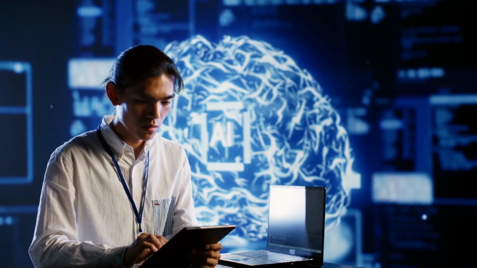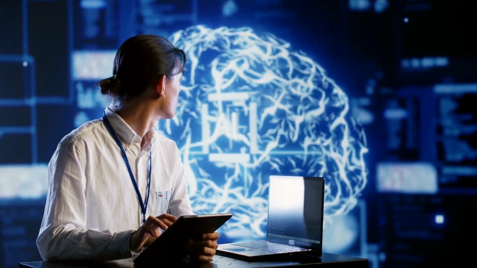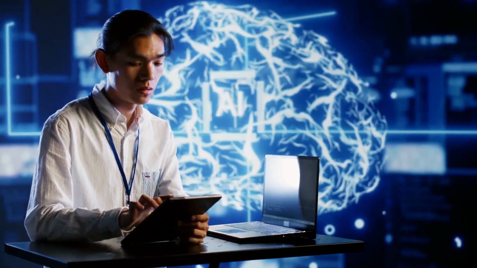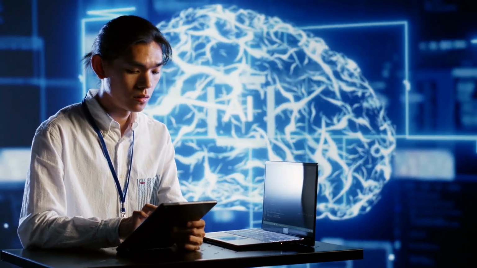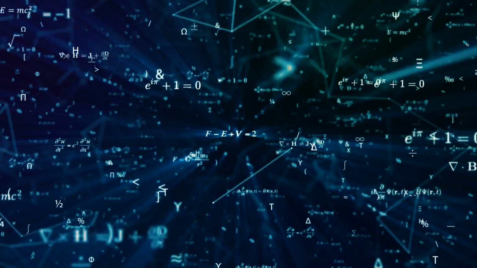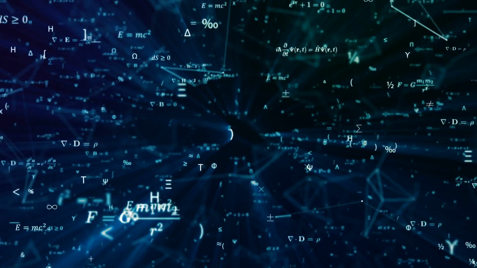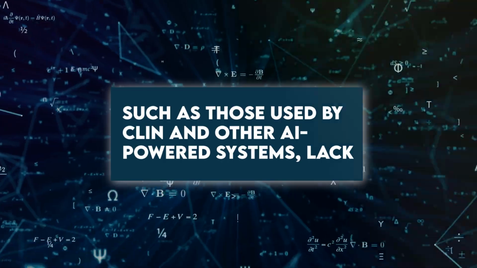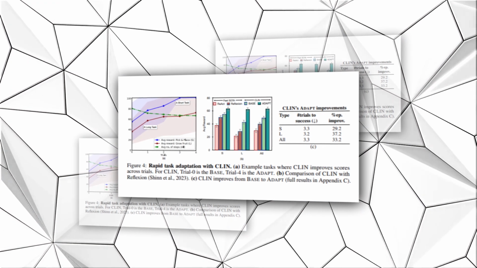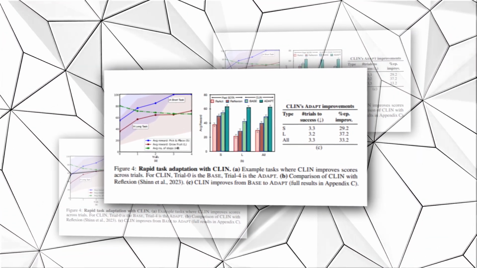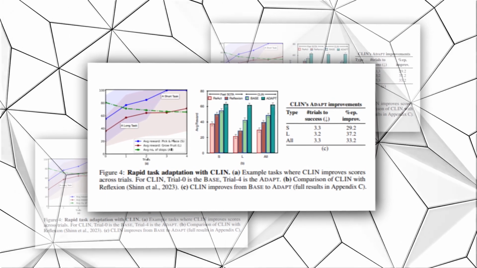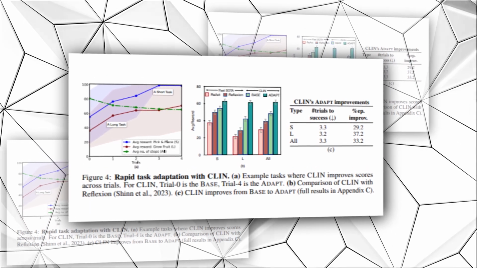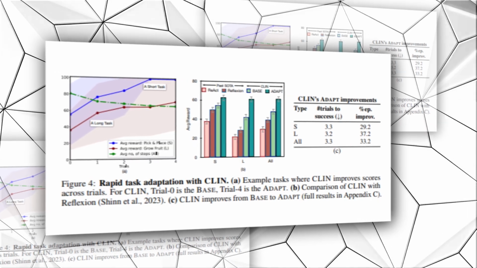It's worth noting that humans possess a unique ability to adjust their learning approach based on what suits them best in different contexts. This kind of flexibility is something that algorithm-based learning processes, such as those used by CLIN and other AI-powered systems, lack. By recognizing these differences, we can fully appreciate CLIN's capabilities in handling data and information, while also acknowledging the irreplaceable value of human intellect.